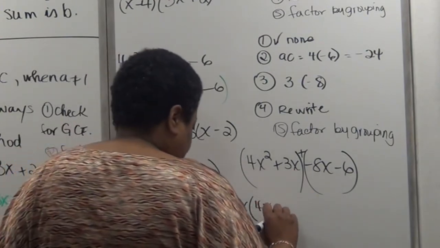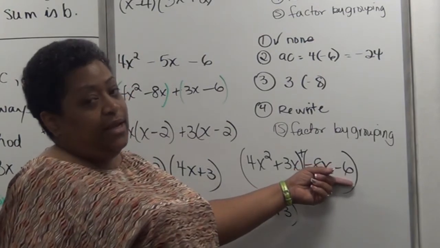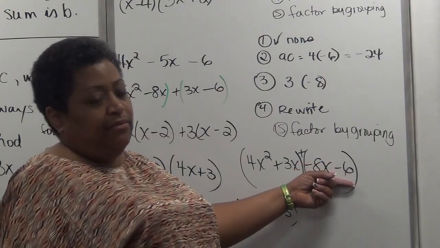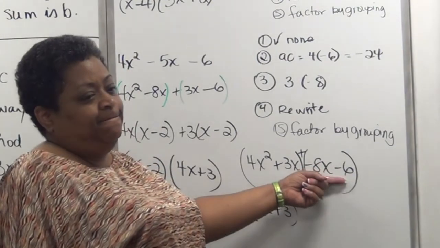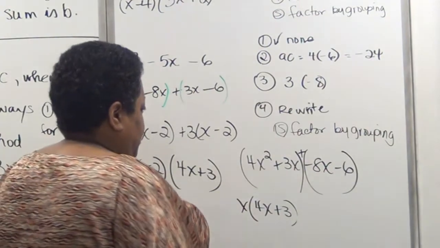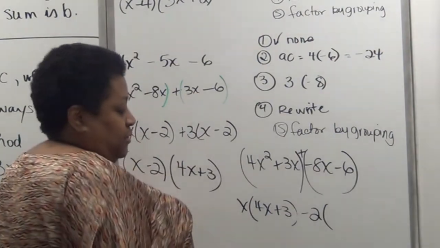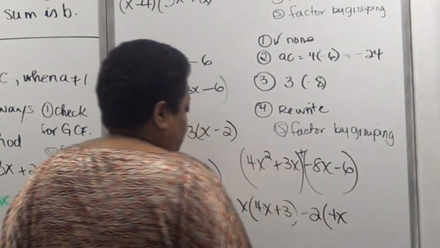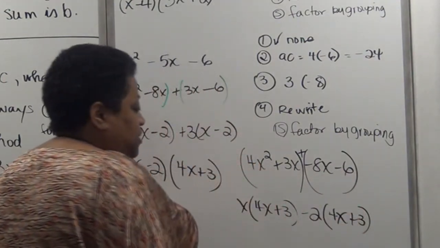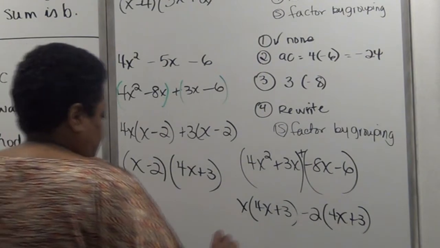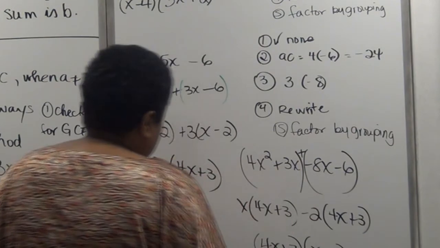Now when the leading term in the second parentheses is negative, you have to factor out a negative, whatever the common term is. So what's the common term here? Negative 2. So negative 2 times what is 4x? Negative 2 times what is negative 2? Plus 3. Okay, in this case, what's the common binomial? 4x plus 3. That's the same thing.